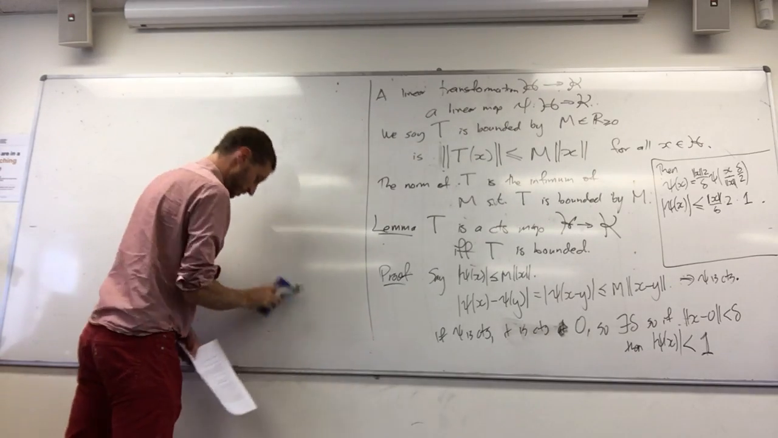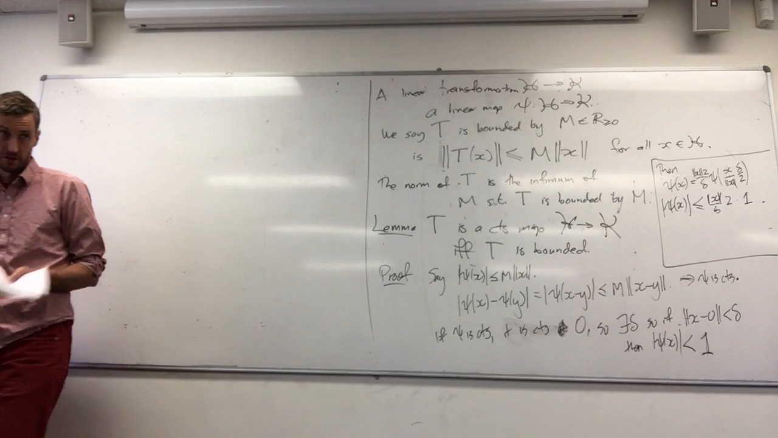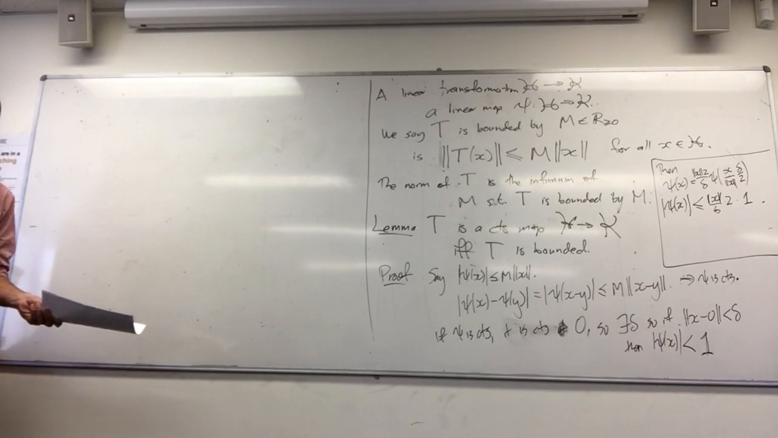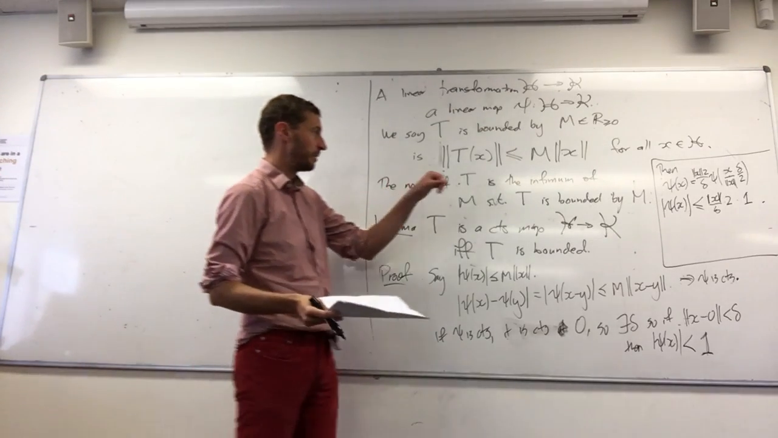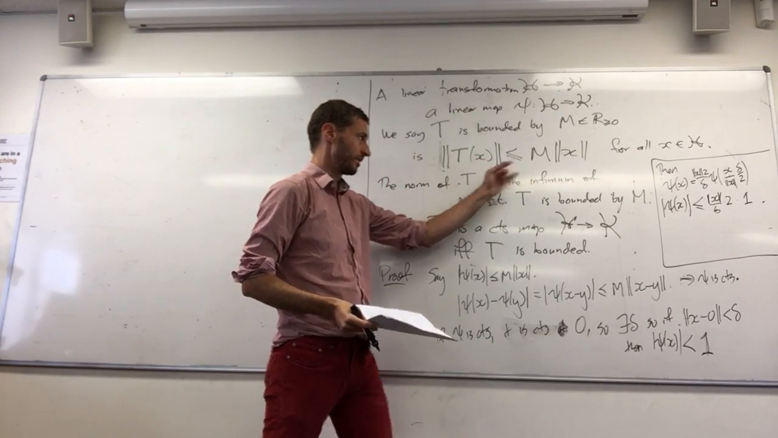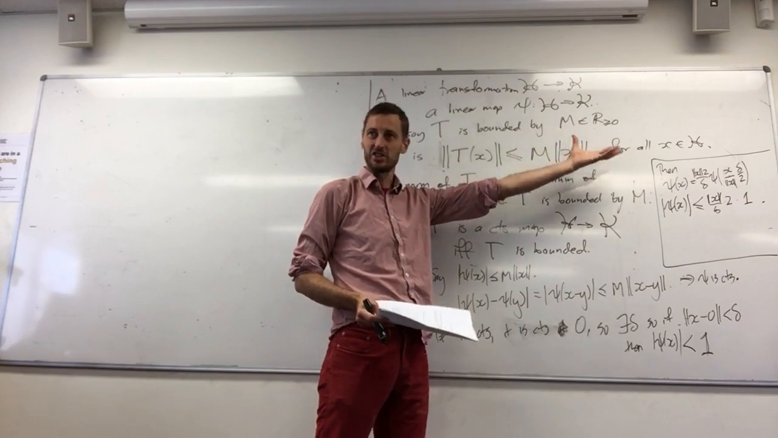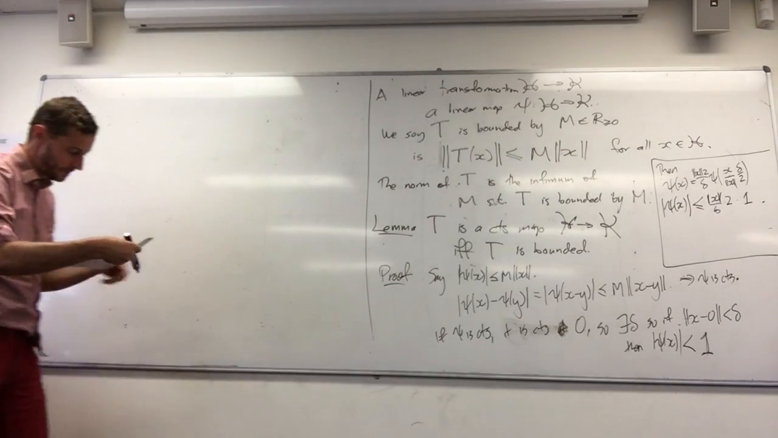So rather than having to check what your linear map does everywhere and thinking about continuity in the usual topological sense, all that you've got to do is check that it never makes vectors arbitrarily larger by linear mapping. Okay.